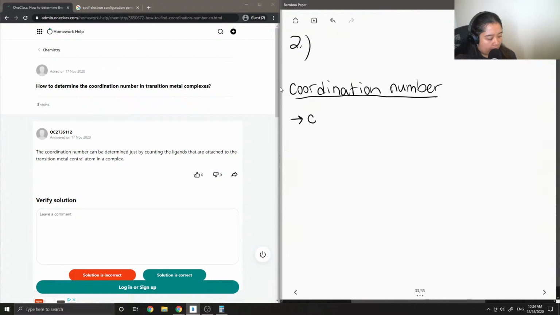So basically, we want to just count all the ligands that are attached to the metal center. Okay, so it's pretty easy enough, but let's have an example.